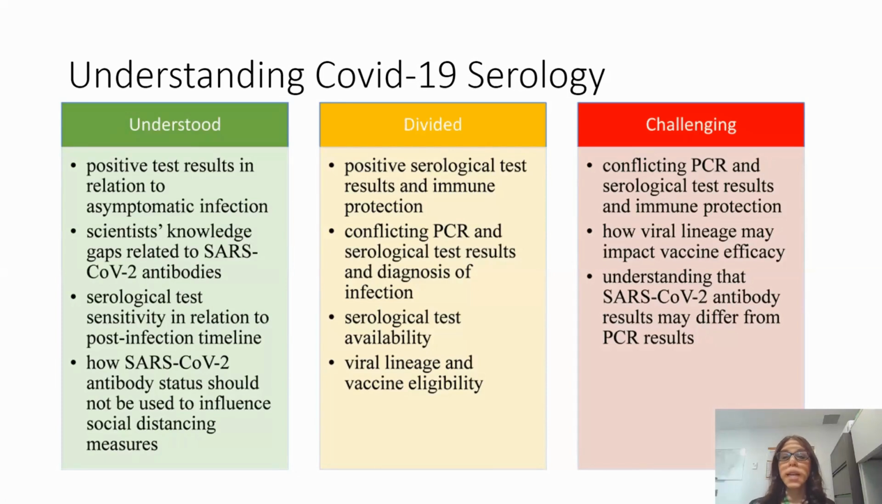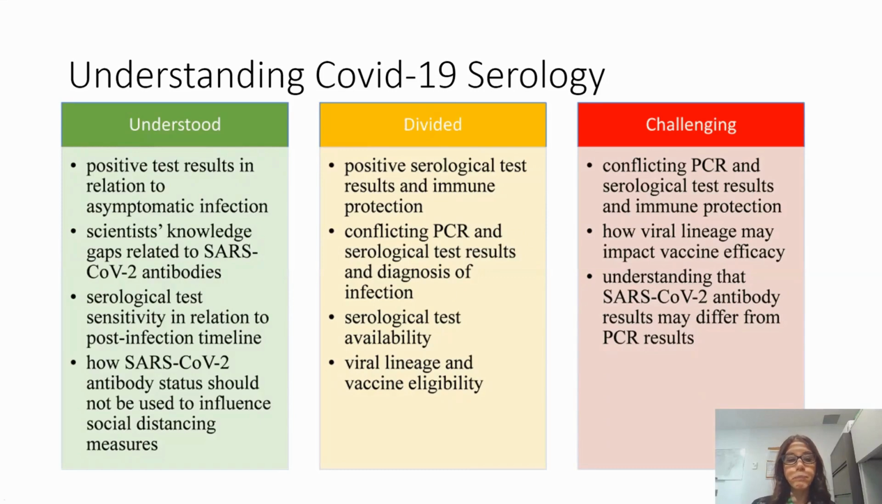There was divided understanding on how positive serological test results relate to immune protection, conflicting PCR and serological test results in the diagnosis of infection, serological test availability, as well as viral lineage and vaccine eligibility. And lastly, the cohort had a very poor understanding of conflicting PCR and serological test results and immune protection, how viral lineage may impact vaccine efficacy, and there were significant challenges with understanding that SARS-CoV-2 antibody results can differ from the PCR results.